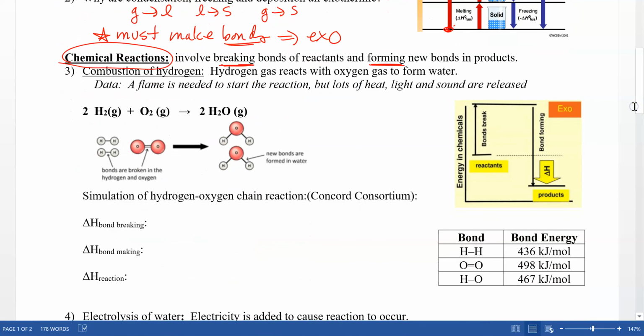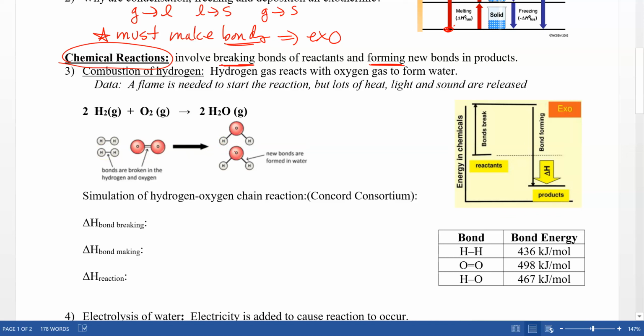Okay. So let's look at a very simple reaction here, the combustion of hydrogen. So we're going to take hydrogen gas, we're going to react with oxygen gas to form water. So here's our reaction, hydrogen gas plus oxygen gas to go to water vapor. And you can see the reactions that we have, our molecules. We have our two H2 molecules, an O2, and we form two water molecules.